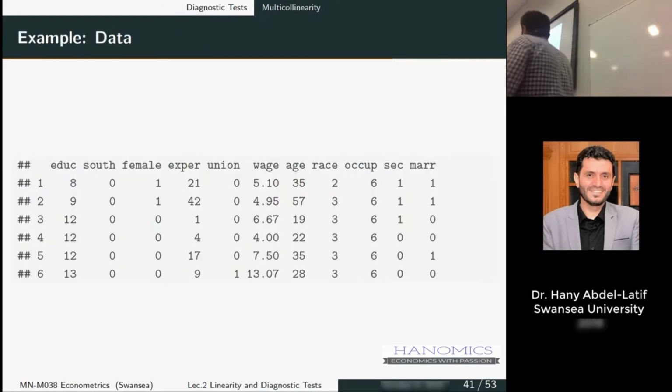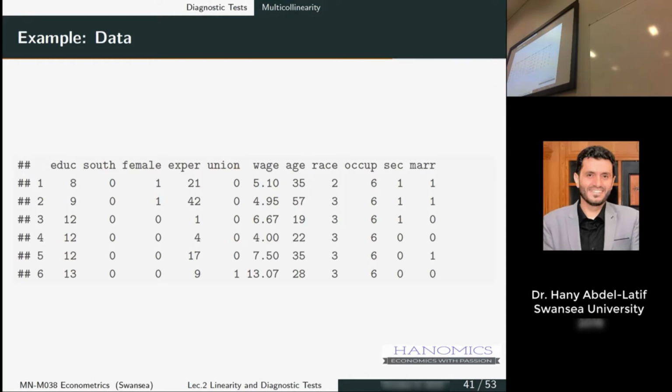Let's not just talk about it. Let's just see it in practice. Let's see an example where we have collinearity or multicollinearity. I'm using data here, and this is just a snapshot of the data. This is not all the data.